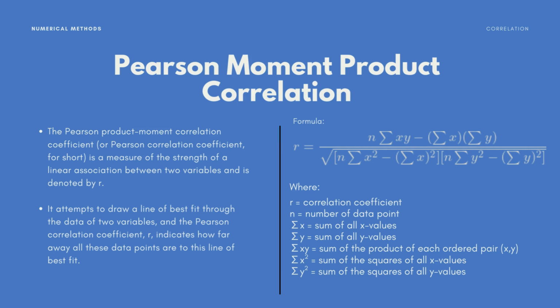On your screen is the formula for Pearson's r, where r is the correlation coefficient, N is the number of data points, sigma x is the sum of all x values, sigma y is the sum of all y values, sigma xy is the sum of the product of each ordered pair xy, sigma x squared is the sum of squares of all x values, and lastly, sigma y squared is the sum of the squares of all y values. So basically, this formula compares how x and y values vary together versus how they vary individually, as you can see in the denominator.